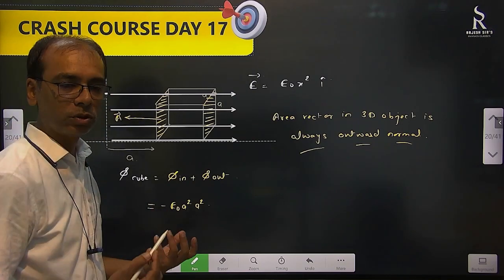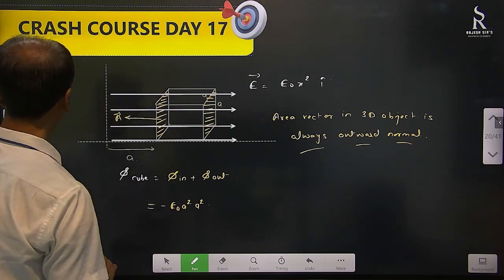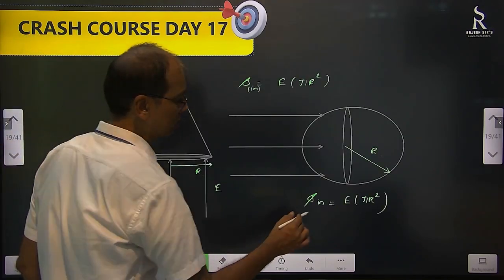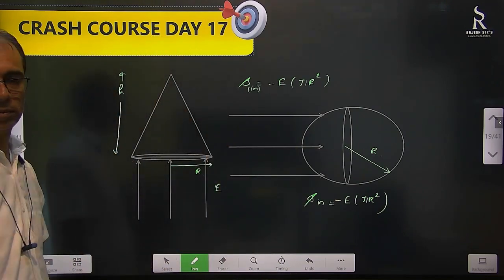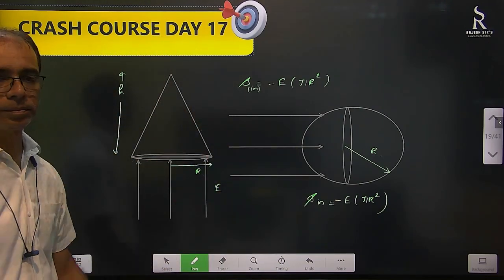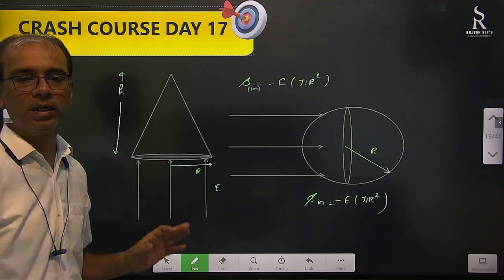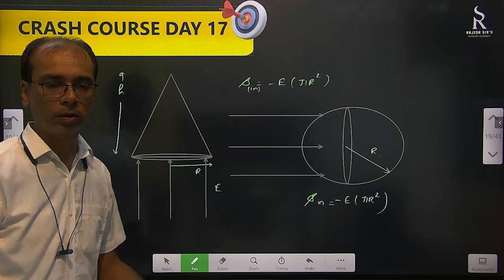Phi in is mostly negative only. So in the previous case also we should write negative, no? Yes. Here also negative, here also negative. Yes, correct. This should be negative. Phi in is always negative, phi out is always positive.